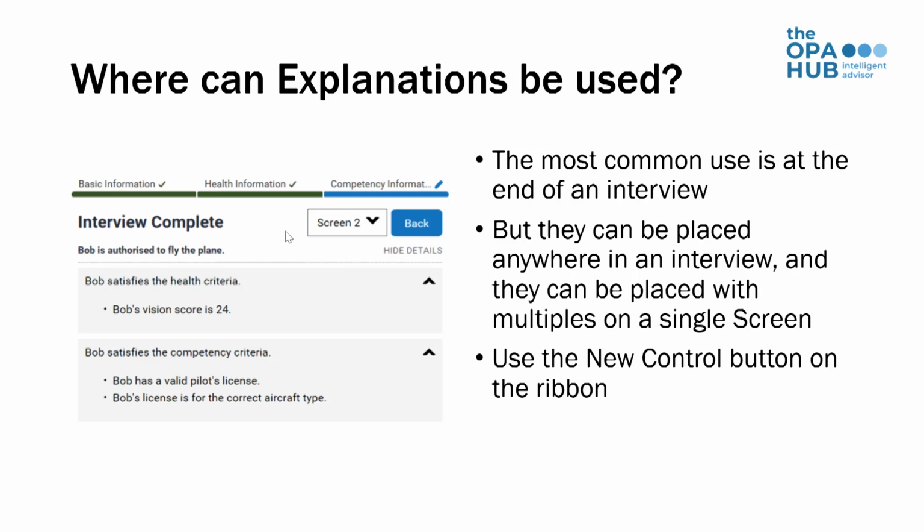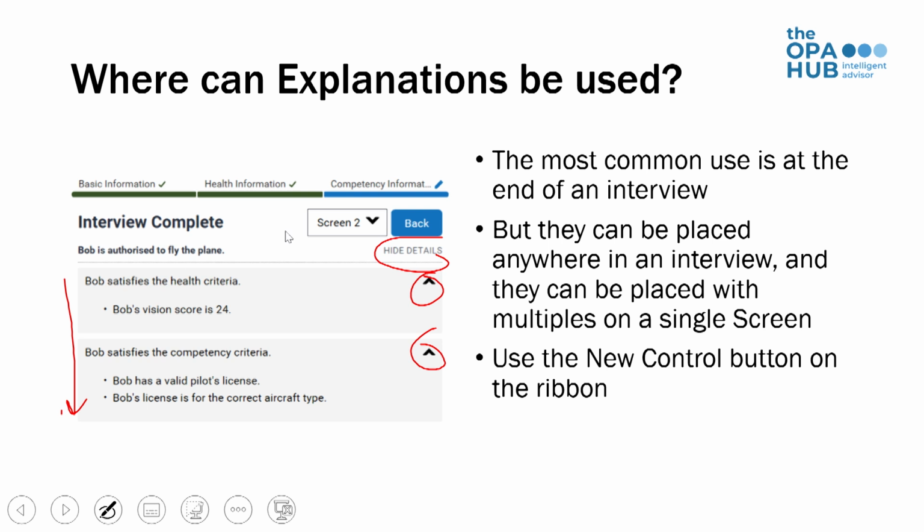Here's a screenshot that should put you on the right track. You'll see here that I have an explanation at the end of an interview. I say it's at the end of an interview, but it could be anywhere in an interview, but it looks highly like the end of an interview. Bob is authorized to fly the plane, and you'll notice it says hide details just to the right there. That's because I clicked here a minute ago and it used to say show details. When I click it, I get maybe one or more of these little guys here to drill down into the detail of why Bob is authorized to fly the plane. So you have already seen an explanation, okay?